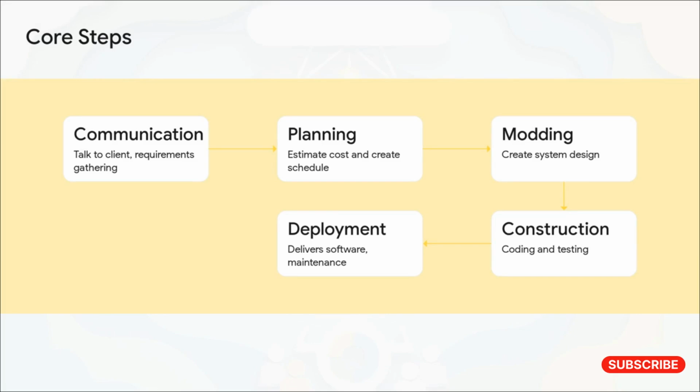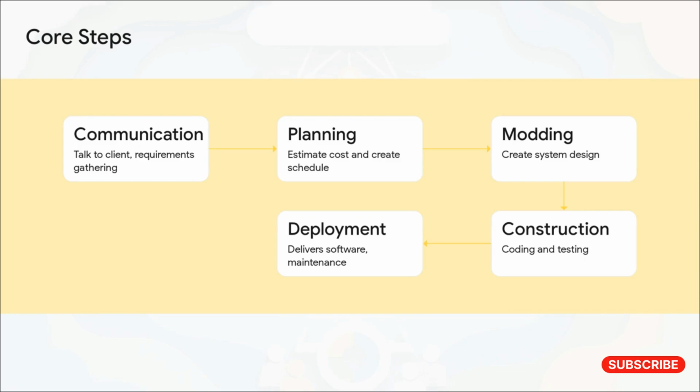Returning to our food delivery app, Step 1 is communication. This is where we talk to the client and gather the exact requirements so we know precisely what the app needs to do. Step 2 is planning out that timeline and budget. Step 3 is system design, which is often called modeling in standard SPM or modding as we have it right here. That's where we actually architect how the app is going to function on the back end. Step 4 is construction. That's the heavy lifting of writing the code and testing the logic. And finally, Step 5 is deployment, pushing the app live to all those hungry users and making sure we maintain it over time.